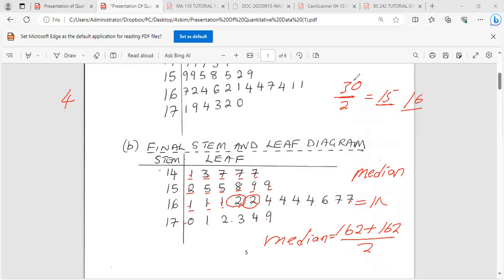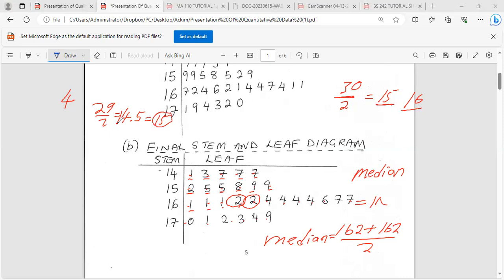Is it clear? But let's say the total is 29. There is one number in the middle. With 29, there are two ways of doing it. You divide 29 by 2, which gives 14.5. Then you round off, so number 15 is in the middle.